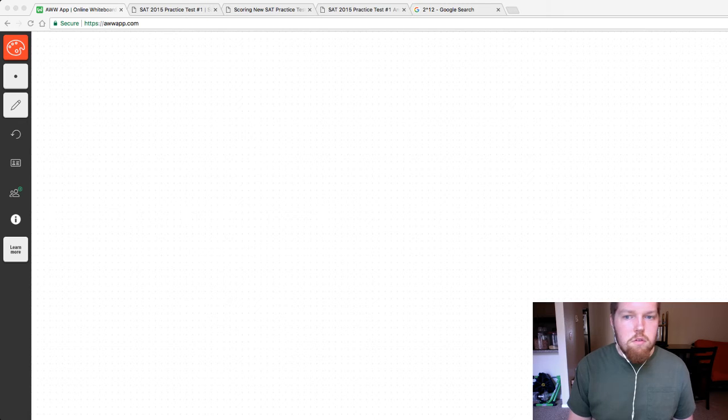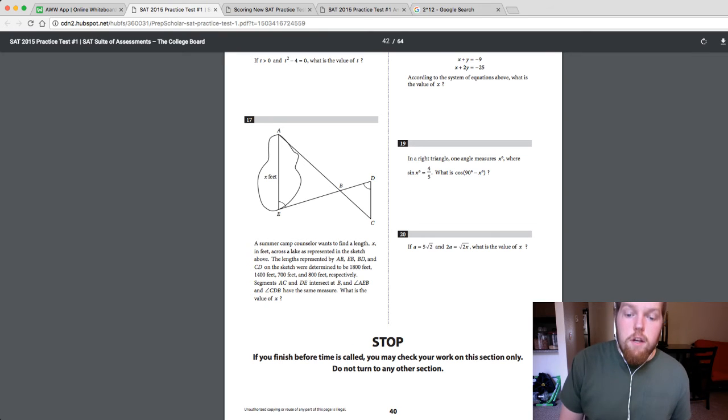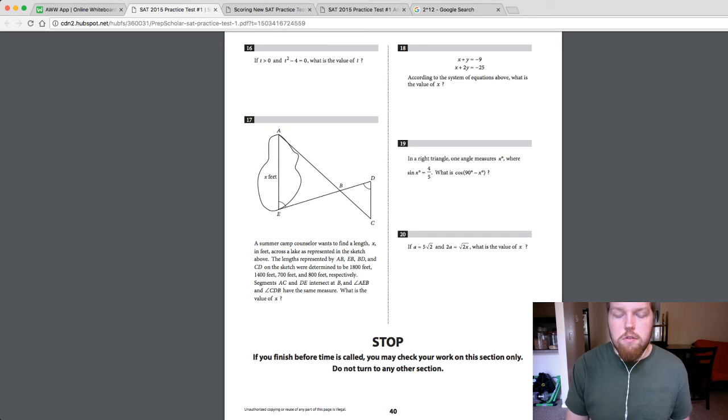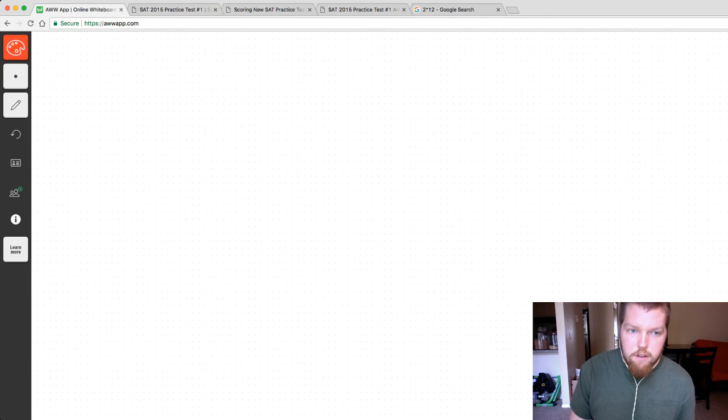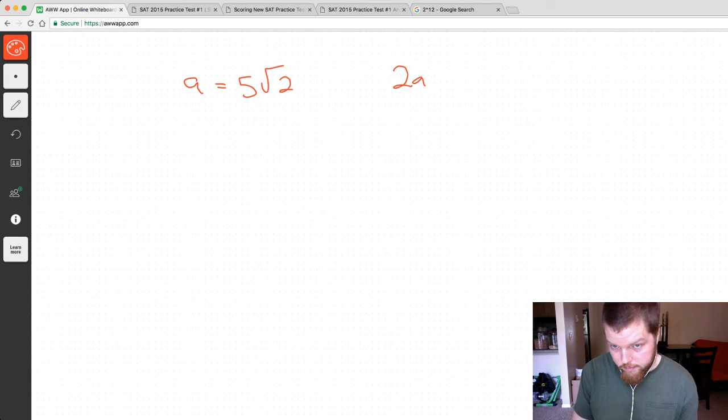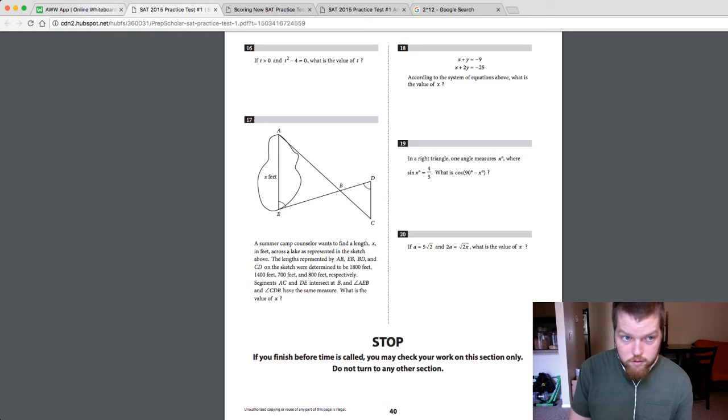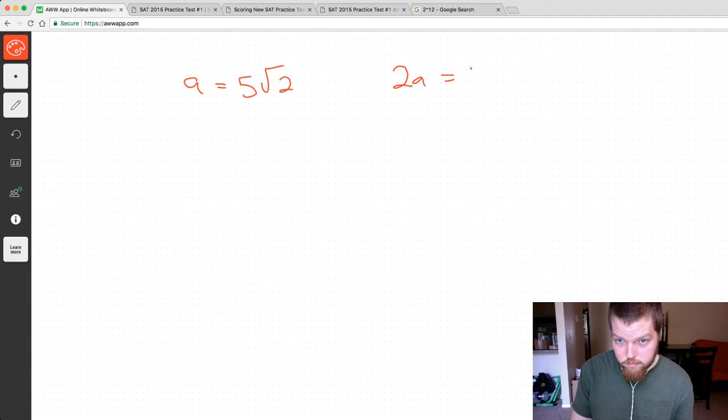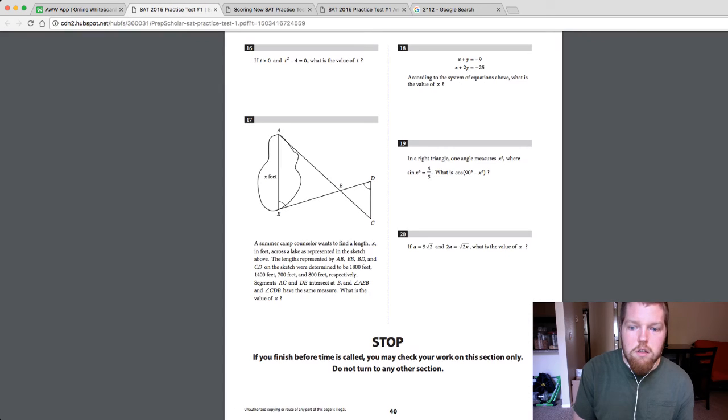And we're going to do one more problem here. If a is 5 square root of 2, and 2a is the square root of 2x, then what is the value of x? If a is 5 square roots of 2, and 2a is the square root of 2x, and what is the value of x?